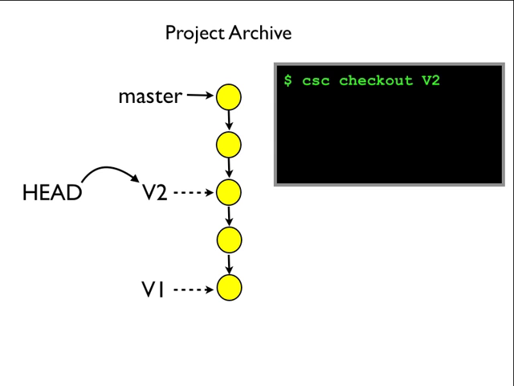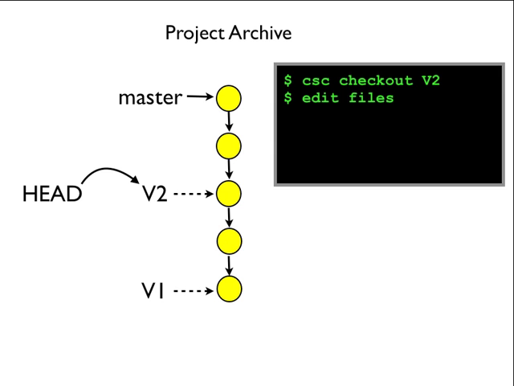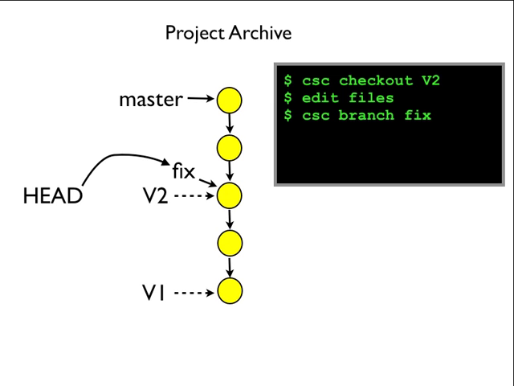Now we go and we fix the bug, which involves editing a few files. We get the files changed. We're ready to make a new commit to our archive. But where's it going to go? We don't want to put it on the master branch because that's stuff that's getting ready for version 3. We want to put it in a separate branch. So we're going to create a new branch. We're going to call it fix.